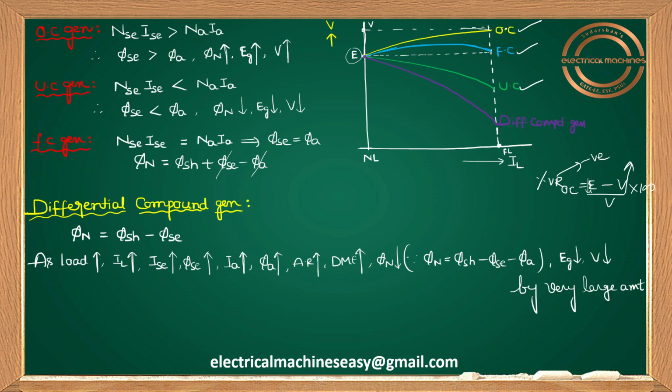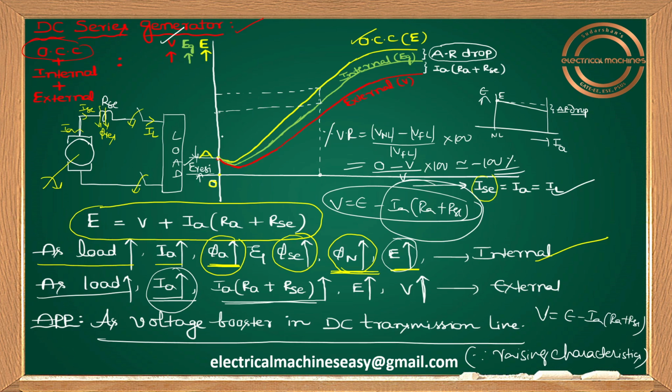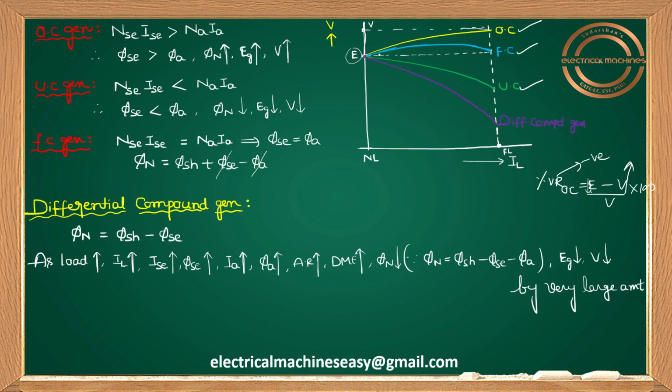So guys, for an over compound generator you also have a rising characteristic, just like the series generator I explained previously. Since the series generator has a rising characteristic, it can be used as a voltage booster. So the over compound generator also has a rising characteristic, and you can use it as a voltage booster. Percentage voltage regulation is negative because the full load voltage is more than the no load voltage.